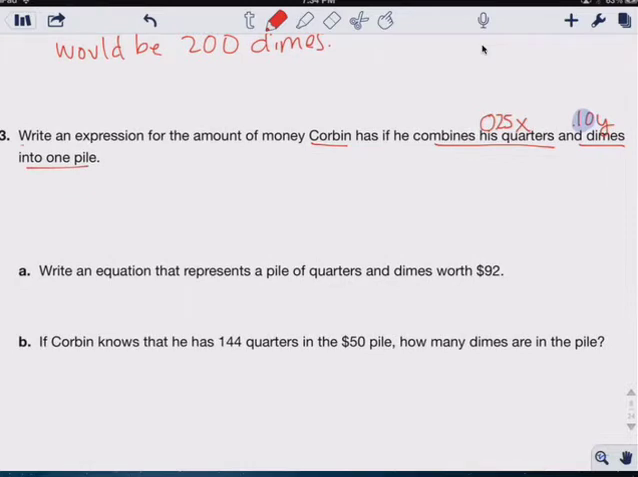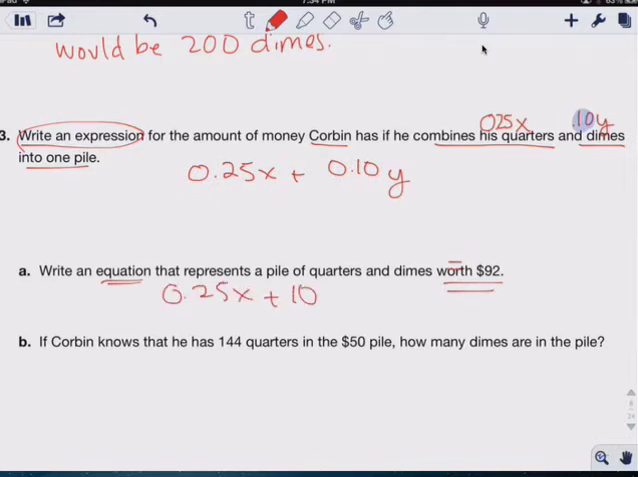Write an expression for the money. Oh, I already did. 0.25x plus 0.10y for dimes. Now write an equation that's worth this much, so it equals this much. Okay, it's an equation: 0.25x plus 0.10y equals $92.